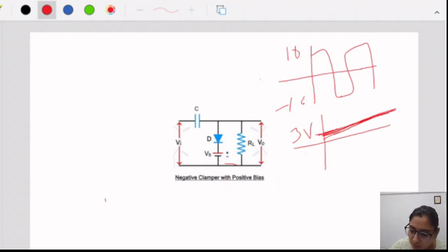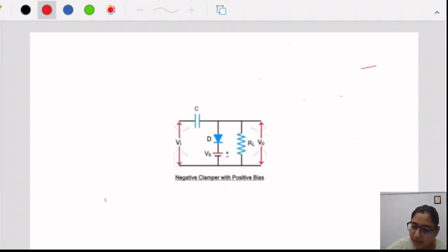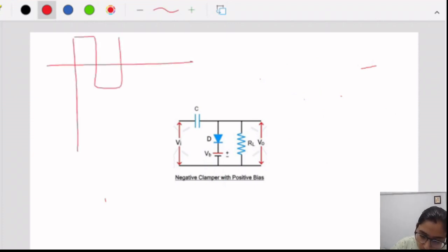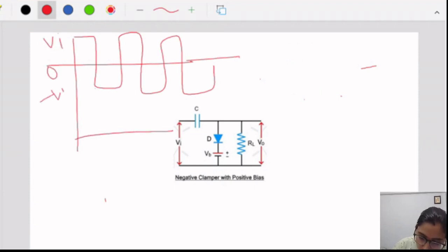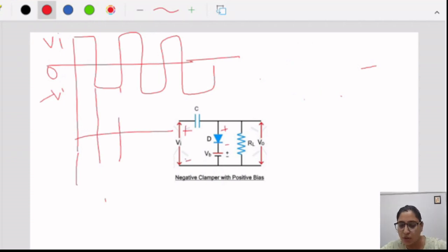So let us discuss what is happening in the biased clamper circuit. This is the input, a square wave, 0 to Vi, minus Vi. Now, positive half, negative half. What is happening in the positive half? The polarities are like that. So what is happening in the positive half?